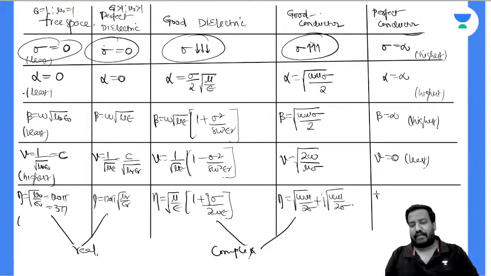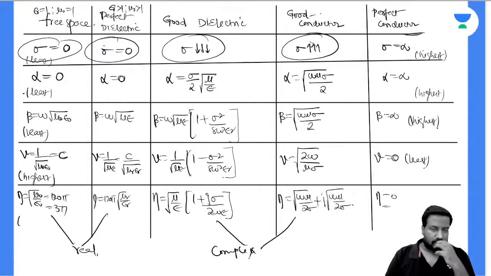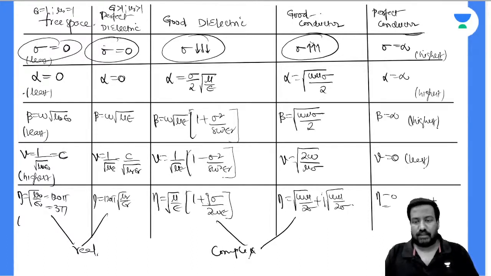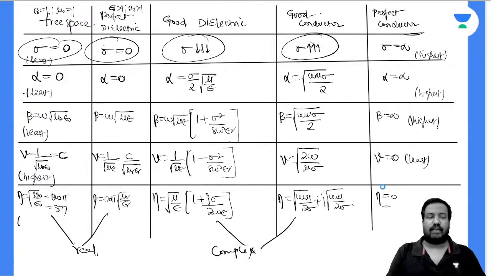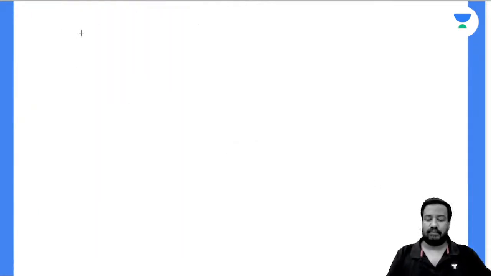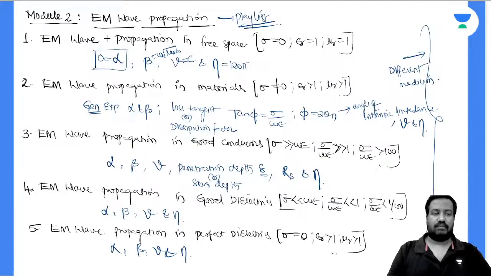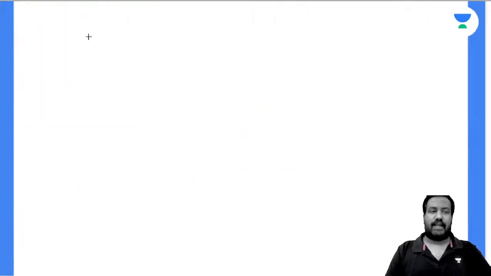When sigma is infinity, eta is 0. The wave does not exist, so there is no question of impedance there. This table is very, very important here. Clear? It's EM wave propagation in different media. These are the 5 topics and this is the analysis.